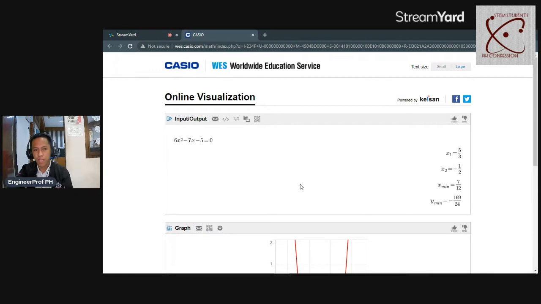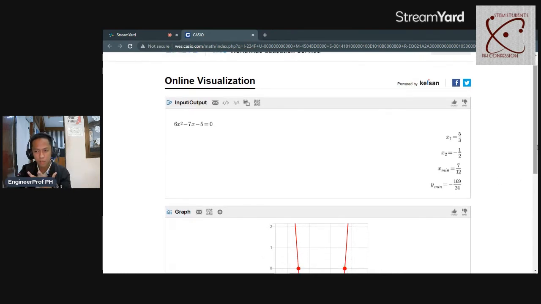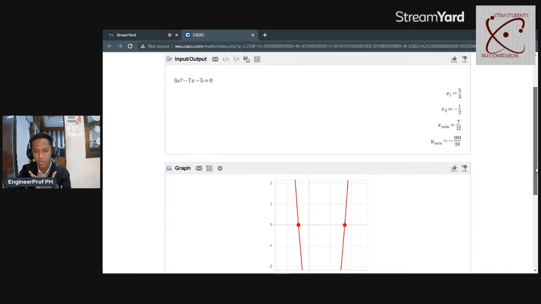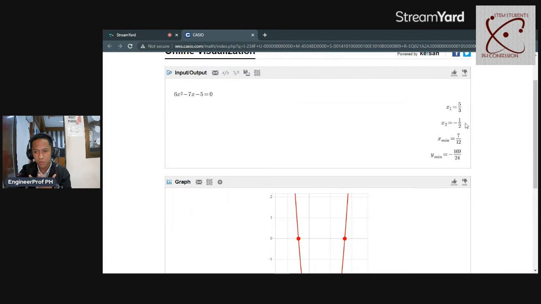So, when we click the QR code, our problem from earlier, if we change it to an equation of a parabola, here we can see the graph of the curve. We can see the roots here as well.